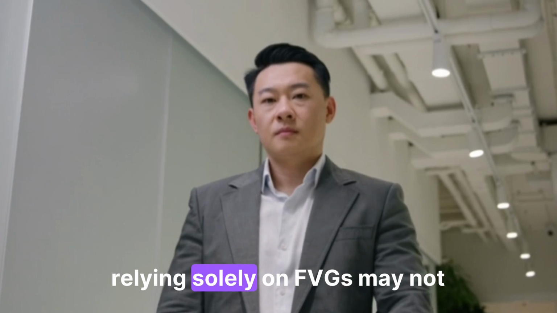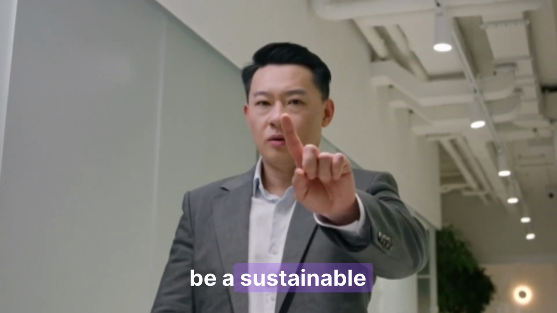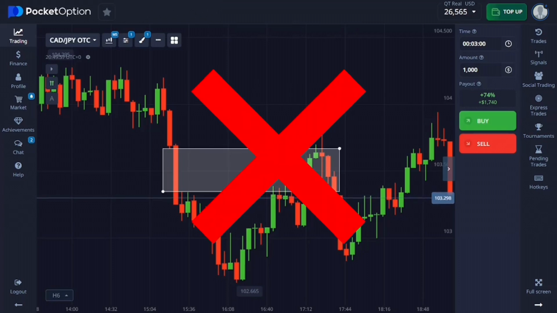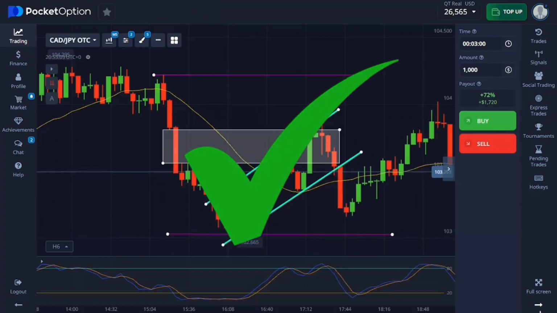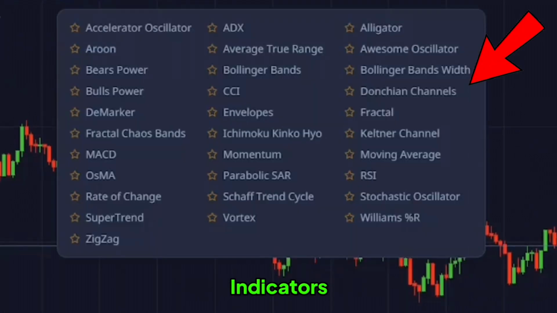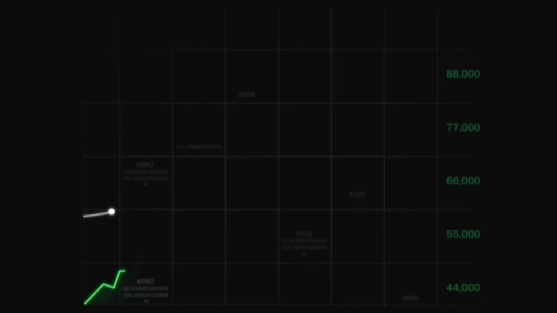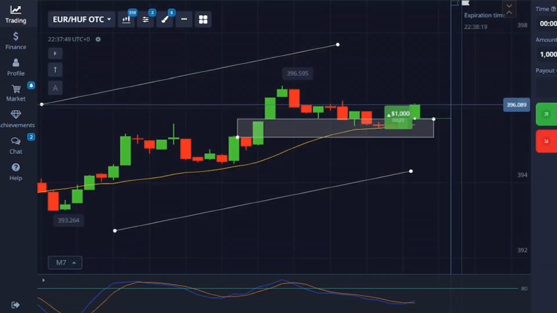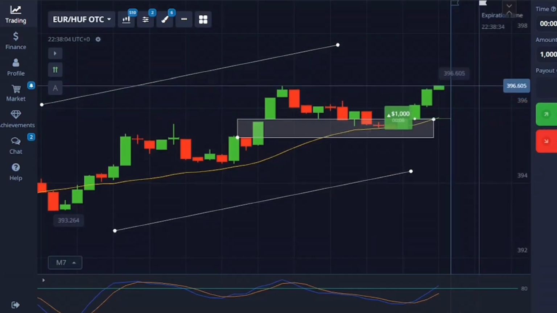However, relying solely on FVGs may not be a sustainable long-term approach. When trading with fair value gaps, I wouldn't recommend relying on them exclusively. Instead, I strongly suggest incorporating them into a broader strategy or combining them with other confluences. Combining fair value gaps with confluences such as support and resistance levels, indicators, or price action can significantly enhance your trading results. I strongly encourage you guys to find a solid, profitable fair value gap strategy.